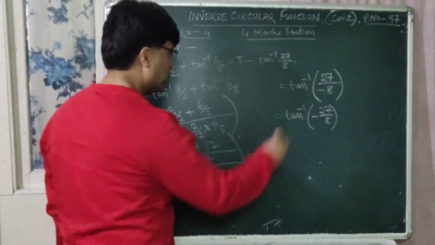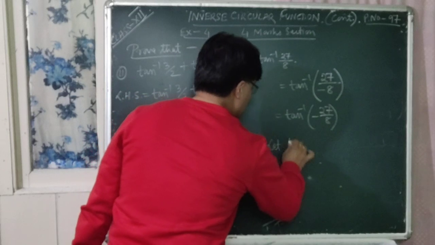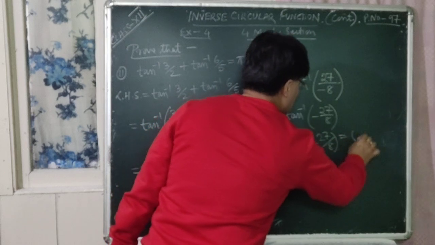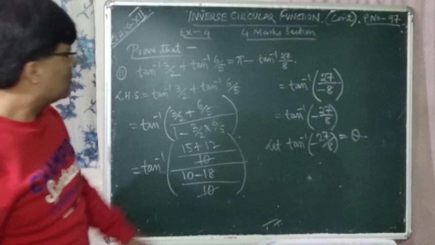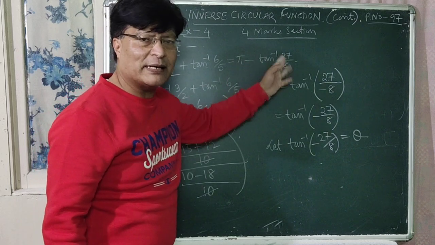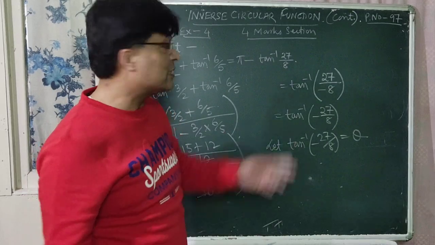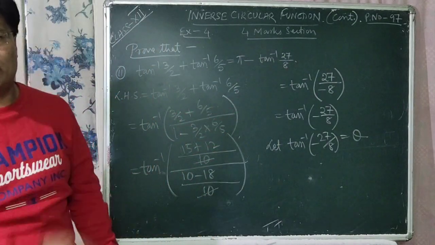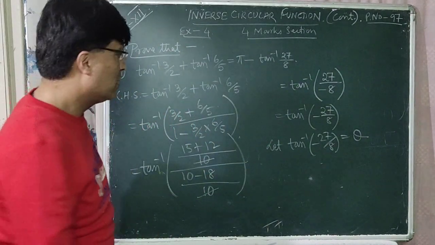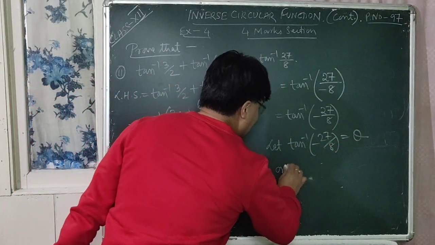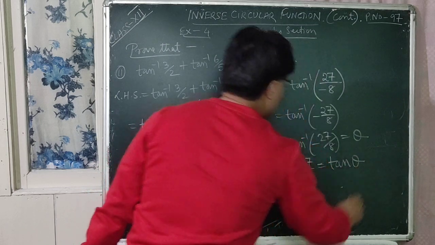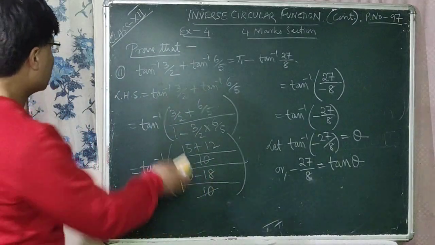So how can you find it? Let us assume tan inverse minus 27 by 8 is equal to theta. Okay? This right hand side, what is right hand side? Pi minus some angle, 180 degree minus some angle. That some angle is taken as theta. So pi minus theta always lies in the second quadrant. That means you have to find out the angle in the second quadrant, right? So tan inverse goes to the right hand side, it becomes tan. So minus 27 by 8 is equal to tan theta. Is that clear?